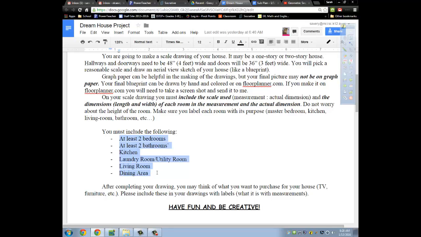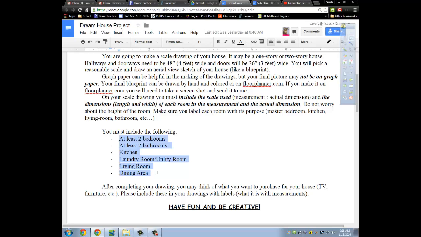Also, the most important thing, because this is math, you need to have a scale for your drawing. So maybe 1 inch on your drawing might be 10 feet in real life. But make sure that your measurements make sense. I don't want you to draw a bedroom on your blueprint and say your scale is 1 inch equals 2 feet, and you have 2 inches by 3 inches. Well, that's not going to work because that's 4 feet by 6 feet, and that's a very small bedroom.